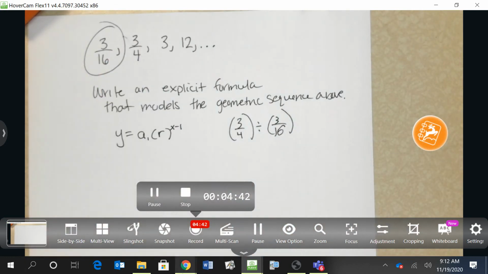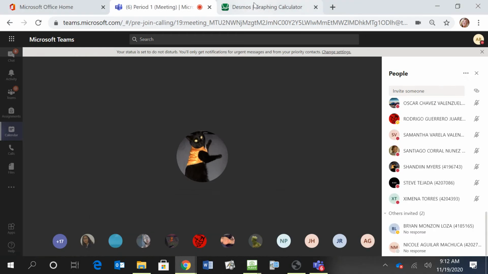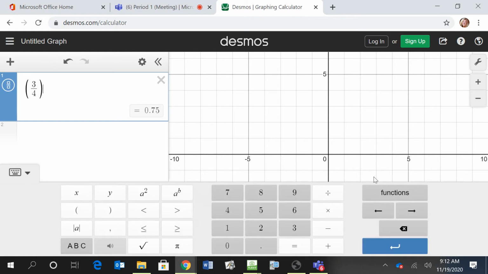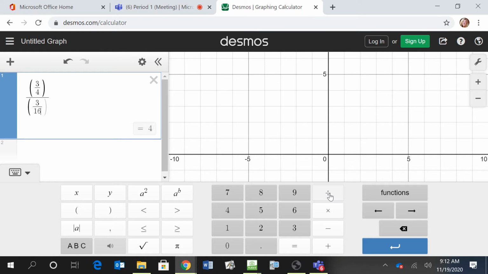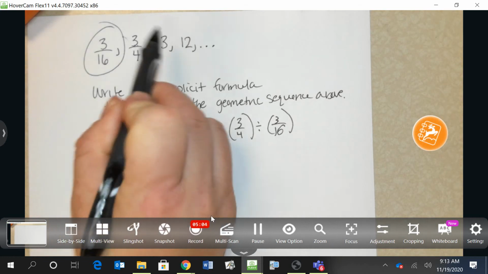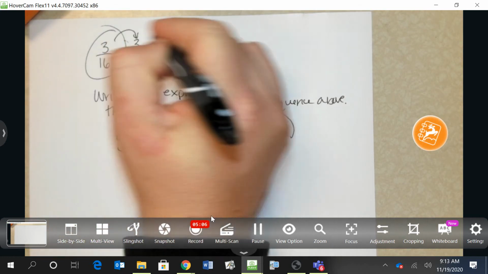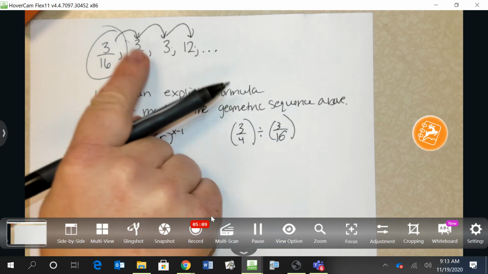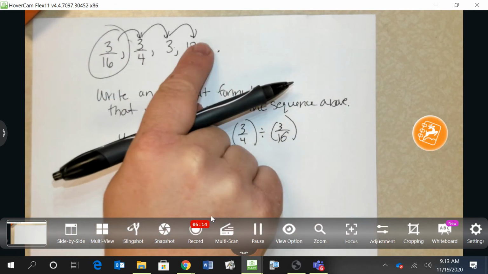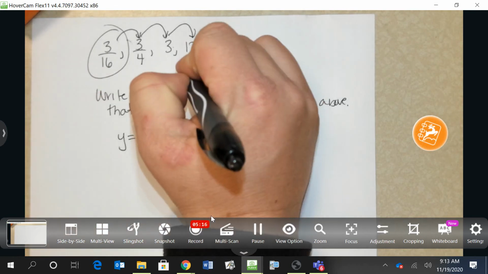So I'm going to flip right now into Desmos, and I'm going to do exactly that. I'm going to take 3/4, and I'm going to divide it by 3/16, and I can see the answer is 4. So what does that mean? That means to go from here to here, I'd multiply by 4, multiply by 4, multiply by 4. That's the common ratio. You consistently go from one number to the next in a geometric sequence by multiplying, in this case, by 4. Okay, so my r is 4.